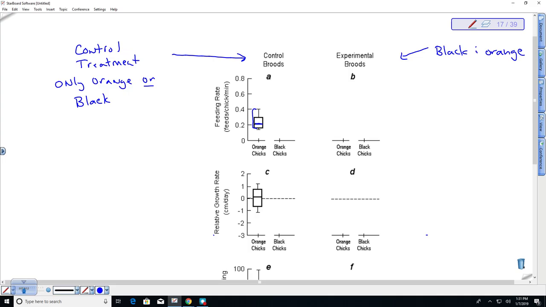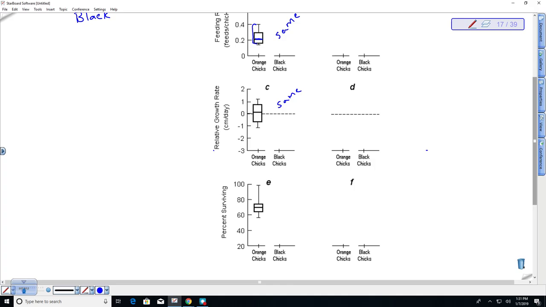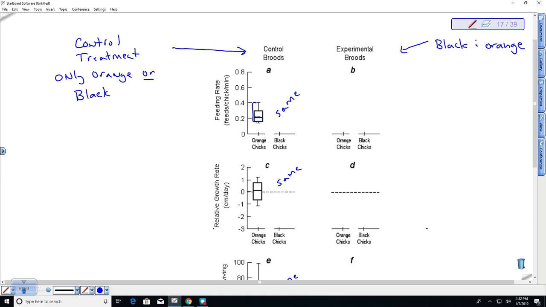So this is the hypothesis chart. And so if there are only orange chicks and black chicks, I would predict that these would be the same. They would be the same, right? Because if there's no selection by the parents, right? The feeding rate should be about the same for orange chicks and black chicks, if orange and black are the only ones that are present. Does that make sense to everybody? So that's my educated guess. Now, if orange and black chicks were in the nest together, which ones do you think would have a higher feeding rate? Orange, right? So I might predict that orange would be up here and black would be down here.